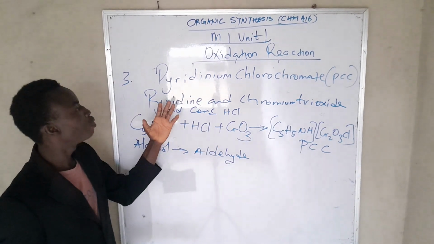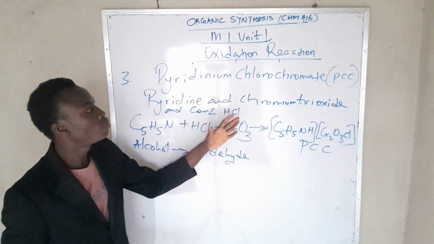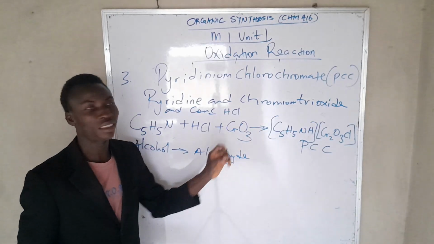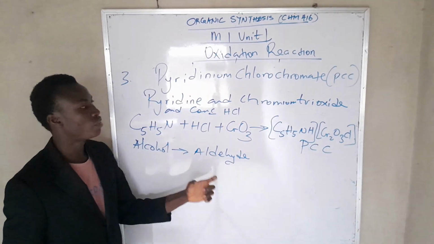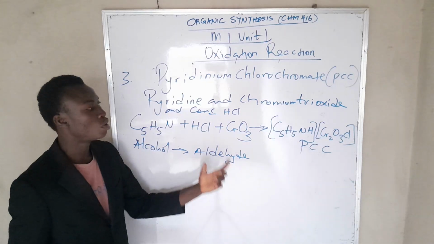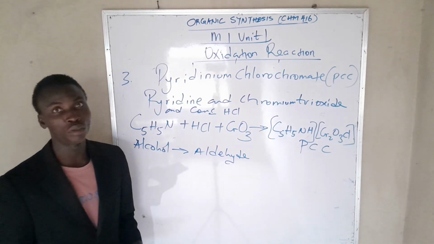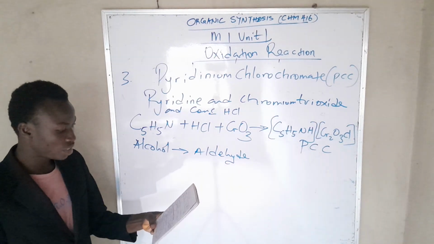By using pyridinium chlorochromate, PCC, it will just give you the needed product directly. That is one of the advantages of using PCC as your good oxidizing agent.